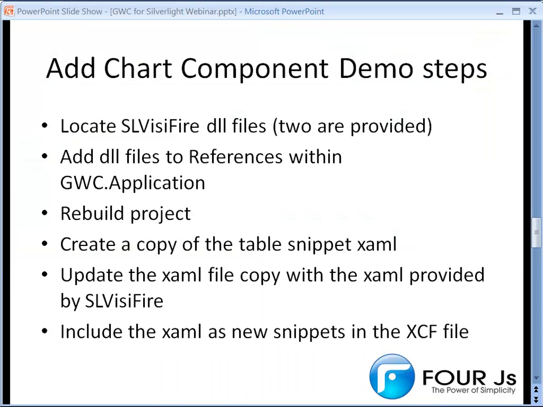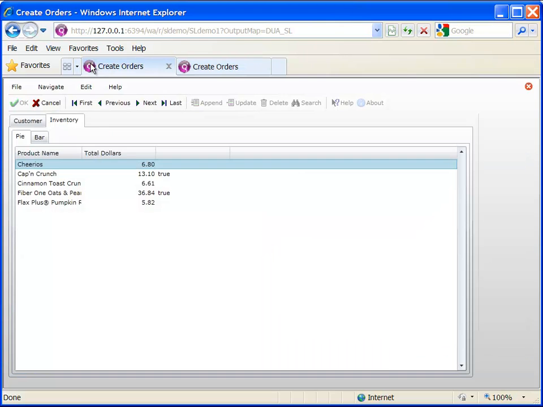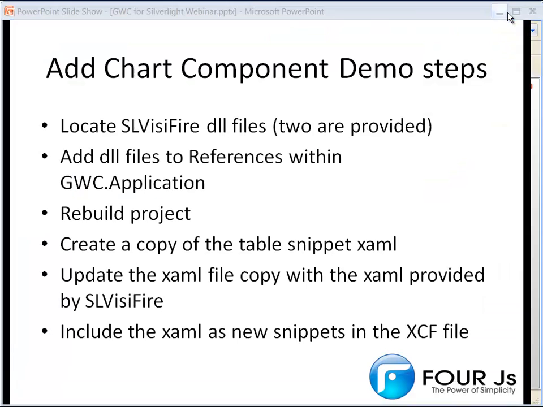So for the next part of the demonstration, we're going to go ahead and add charting components or charting controls to our application. So right now, if we went to that inventory tab, one of the things about that inventory tab is the pie chart and the bar chart are right now just being displayed as tables. So what do we need to do to instead display them using a pie chart and using a bar chart?